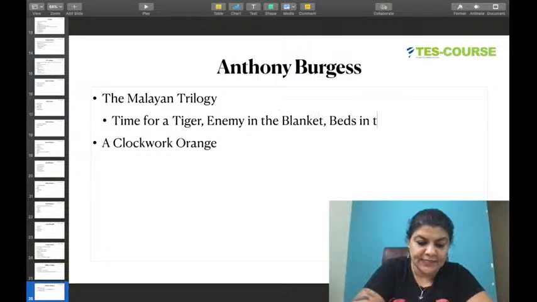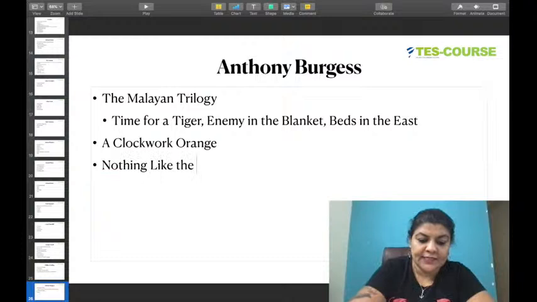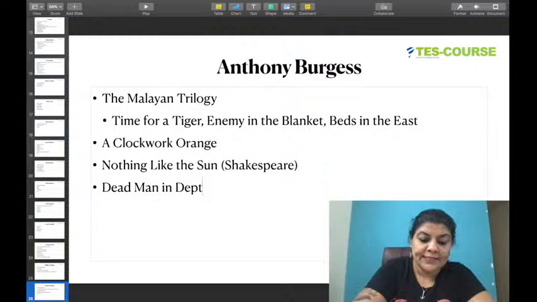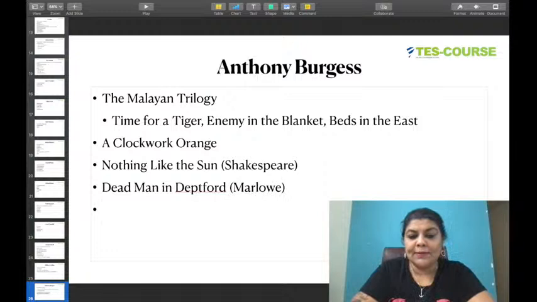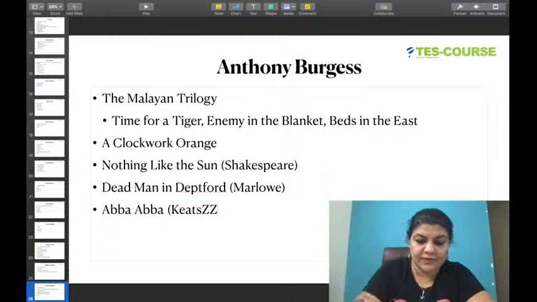A Clockwork Orange is there. Then he wrote a book about Shakespeare, Nothing Like the Sun. Which is the book he wrote about Marlowe? Dead Man in Deptford. What is the book he wrote about Keats? This is the book he wrote about Keats.